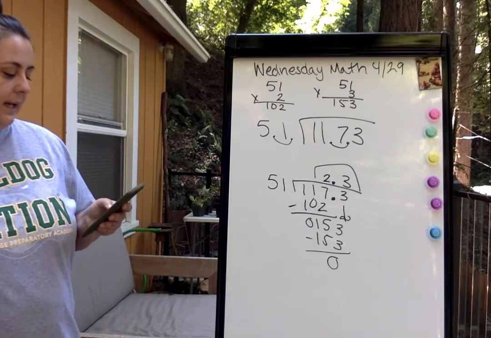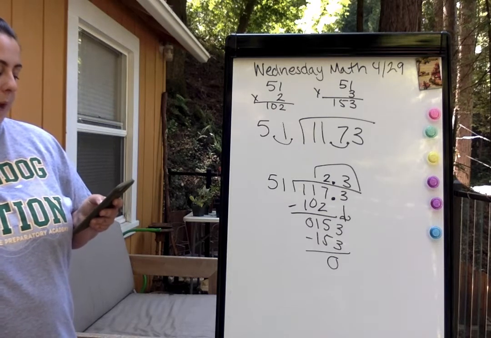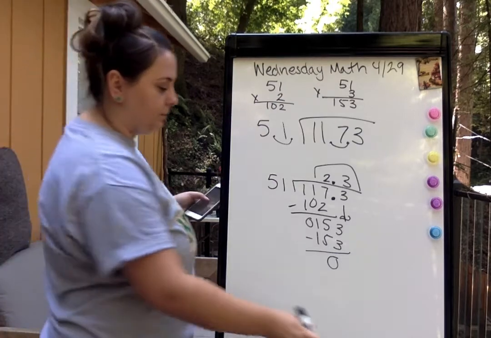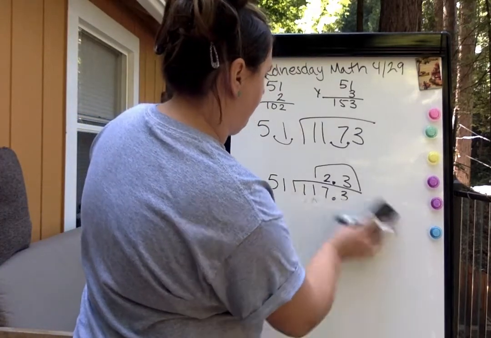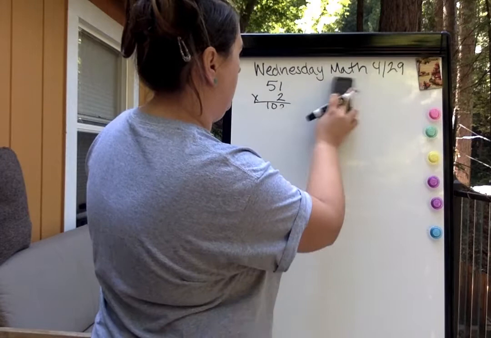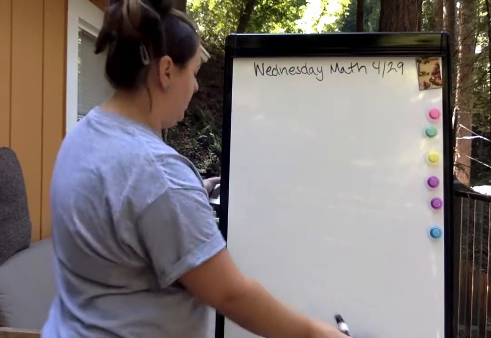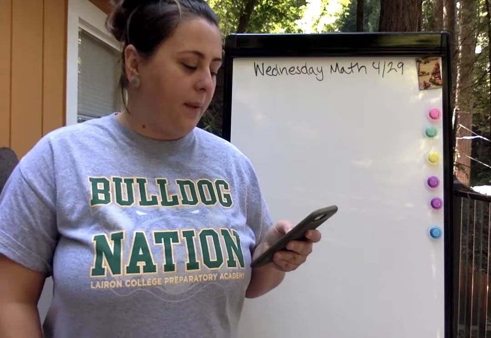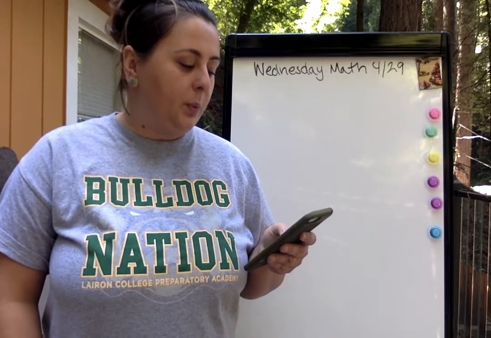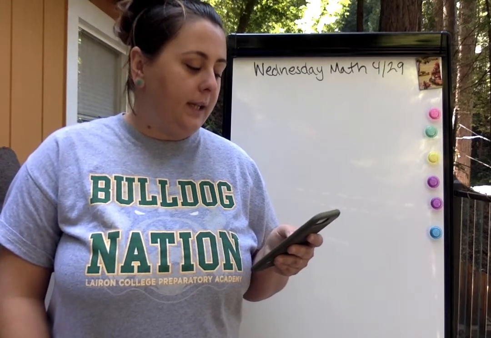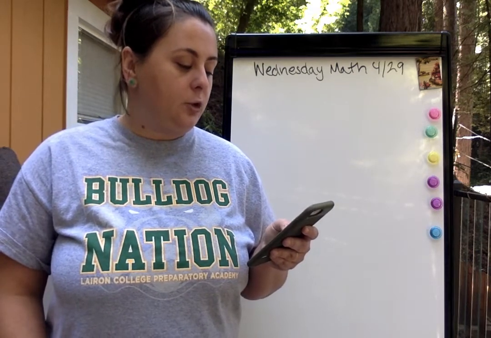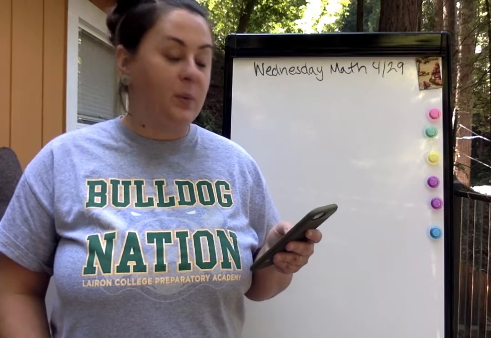Next one's a word problem. Jordy looked at a package of M&Ms. He realized 1/3 of the M&Ms were blue, 1/4 were red, and 1/8 were yellow. Which color of M&Ms did Jordy have the most of?